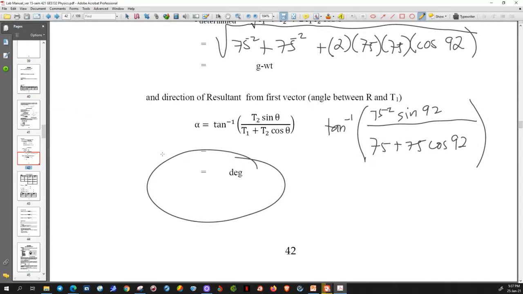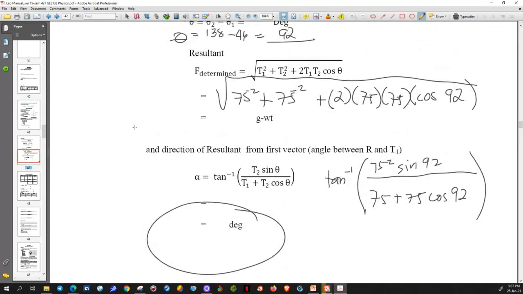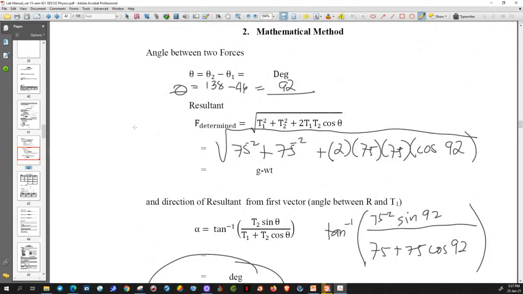Okay? Any questions? So the mathematical method is actually very easy. Just substitute in the equation. Any questions, Shabab? Any questions? No, clear. No. Okay, I think it's time that I check the attendance.